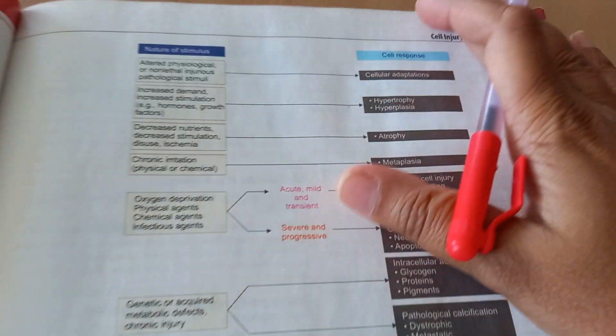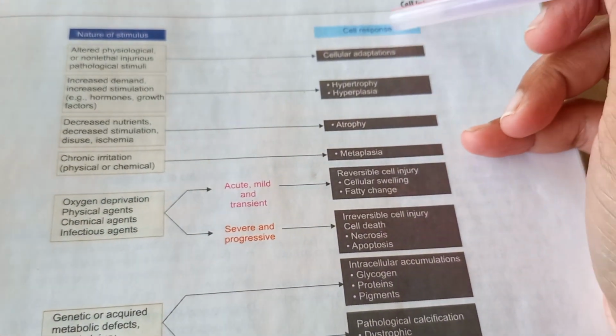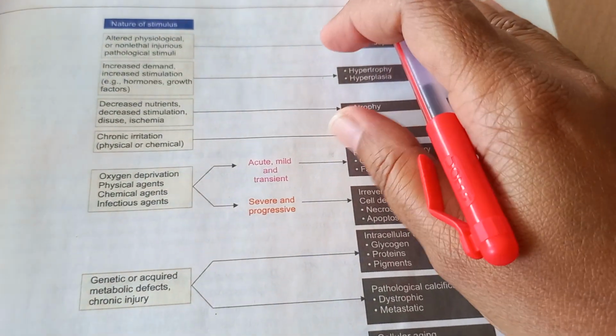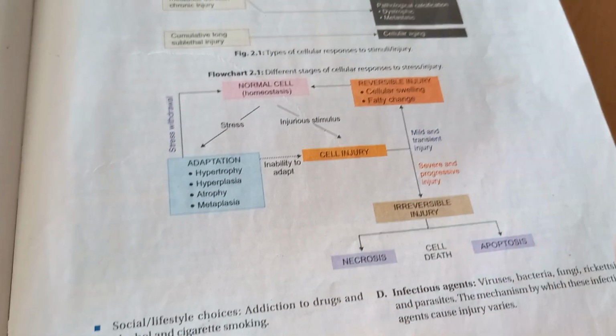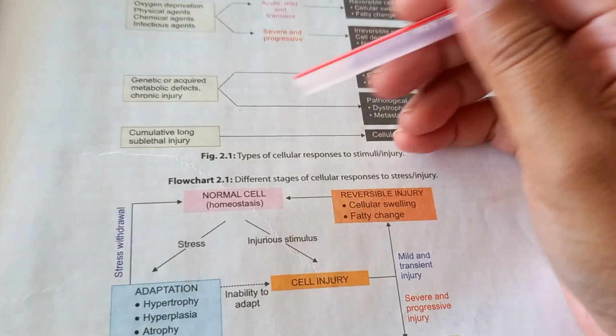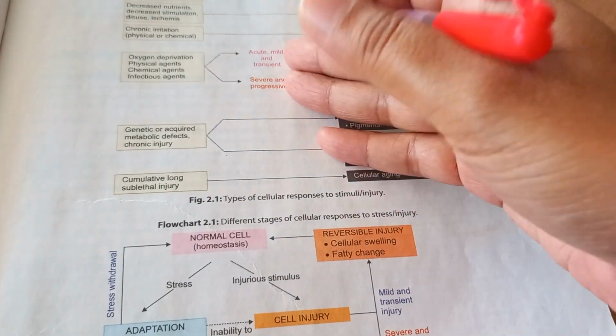If they just ask you the causes, is there any table they have given here? Nature of stimulus, cell response. So they're talking about response here. They asked only about causes, which is not mentioned here. In this they are talking mainly about types of cellular response to the stimuli, to the cause of the injury. And here they are talking about different stages of cellular response.